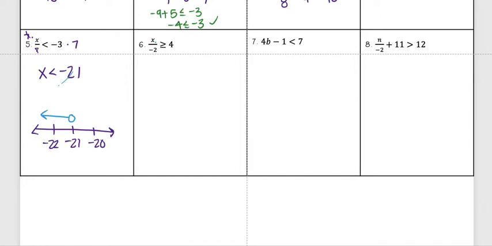Now for this next one, I have x over -2 is greater than or equal to 4. So this time I need to multiply by -2. And since I'm doing that, that means I need to flip. So this greater than or equal to is going to become a less than or equal to x. And then 4 times -2, I get -8.